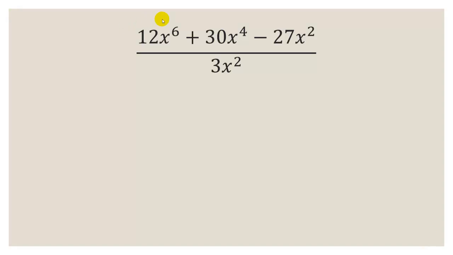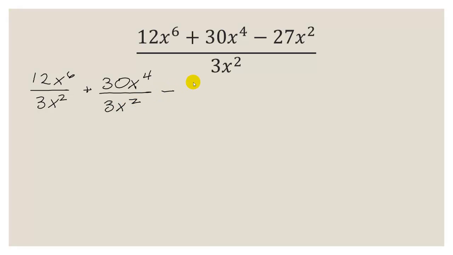The idea here is that we need to take each of these, the 12x to the 6th, the 30x to the 4th, the negative 27x squared, and divide each of them by 3x squared. That's what this means. We need to divide each term by the denominator. So let's do that. We have 12x to the 6th divided by 3x squared, plus 30x to the 4th divided by 3x squared, and then we also have minus 27x squared divided by 3x squared. Truth be told, I normally skip this step. This is just something I'm thinking about in my head, but for our first time through, let's write that out.